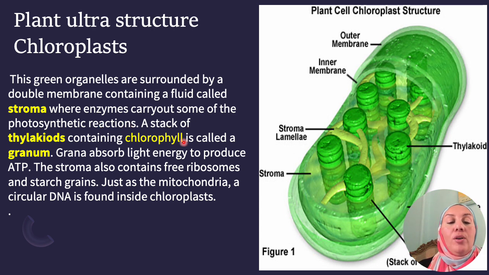We have a stack of structures called thylakoids. They are stacked one over the other, and together a whole stack has a certain name. We call it a granum, and these contain the chlorophyll. So thylakoids contain the chlorophyll, which will absorb the light energy to produce ATP. All right, so we can produce actually food, and then that food is turned into ATP.